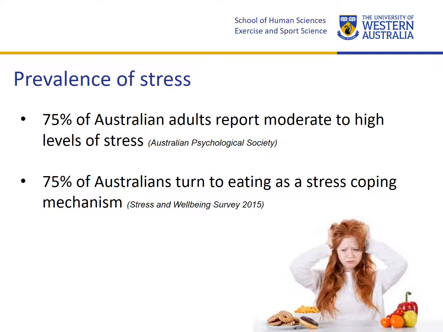And in terms of the impact this can have on our health, if we just look at one factor, that is how stress might affect our eating habits, 75% of Australians also report that they turn to eating as a stress coping mechanism. And when I say eating, again, I'm not talking about eating that green apple. I'm talking about people eating unhealthy foods in order to help them cope with stress. And that's not good for our long-term health, particularly when we consider how prevalent stress is and that we do encounter stress in our day-to-day lives.